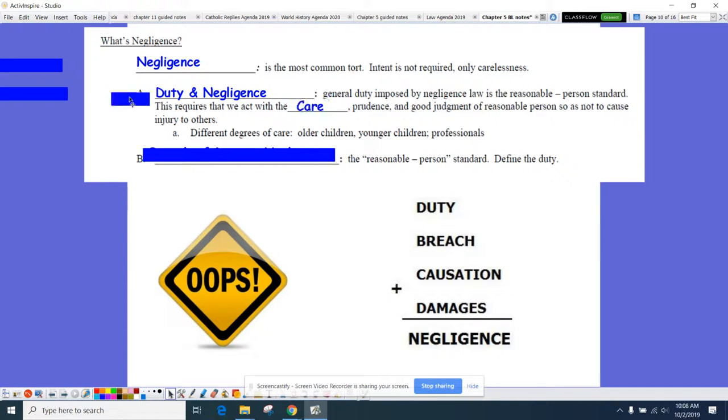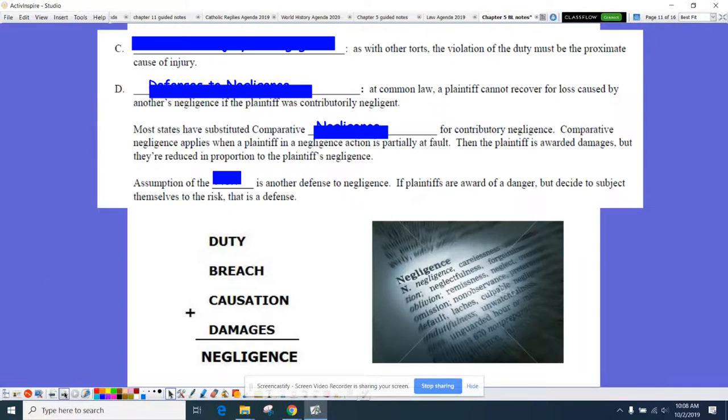So this requires that we act with the care, prudence, and good judgment of a reasonable person so as not to cause injury to other people. And there are different degrees of care, like how you care for older kids versus little kids, how professionals care for patients or clients. All of that is going to be defined perhaps by the job itself. Breach of duty in negligence. This is, again, the reasonable person standard. It defines the duty. All right.